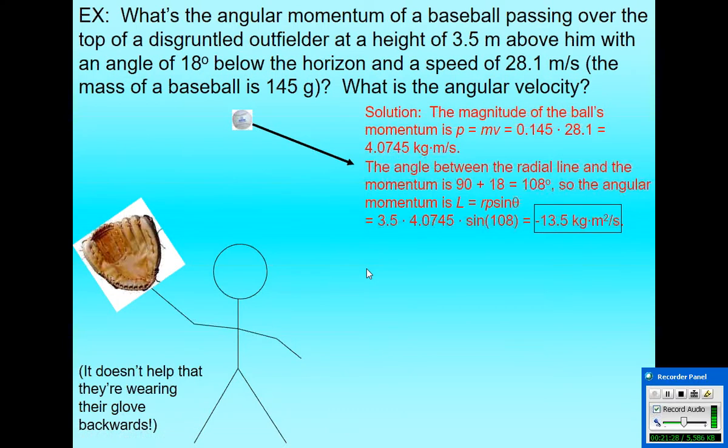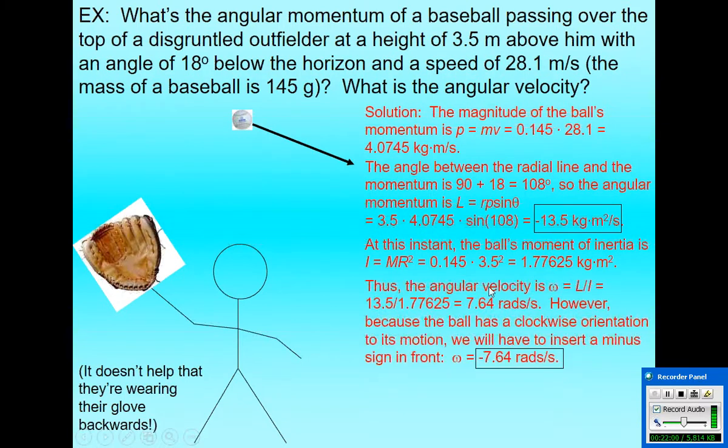We want the angular velocity. Well, I'm going to need the moment of inertia. I'm treating the ball as a point particle. If it's a point particle, then k is 1, and the moment of inertia is capital I equals m r squared. M is 0.145 kilograms. R is 3.5 meters. I square that, and I get that the moment of inertia of this ball is 1.77625 kilograms times meters squared.